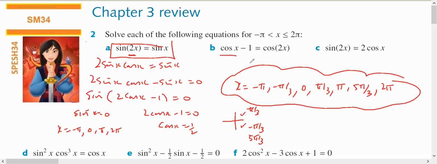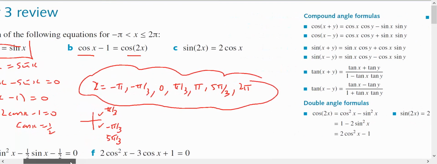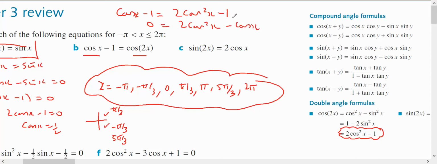In this one here, because I've got the cos of x and the cos of 2x, I'm going to use one of the cos of 2x versions. However, since I've already got a cos of x, I'm going to choose this version of the cos of 2x. So I'd be saying that the cos of x minus 1 equals 2 cos squared of x minus 1. Move all of that over. 0 equals 2 cos squared of x minus the cos of x minus 1 plus 1 is 0.